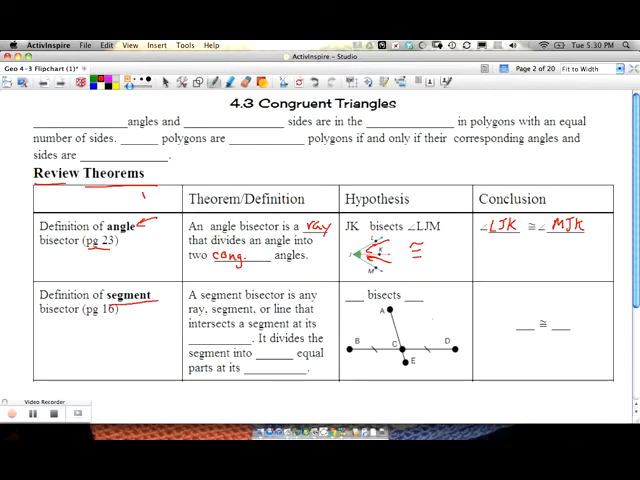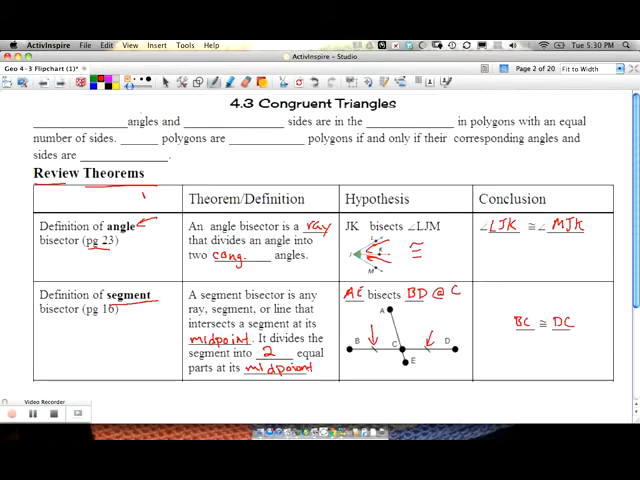Similarly, definition of a segment bisector. So you got pieces that bisect other pieces. So AE here bisects BD at C. So what is it doing? A segment bisector is any ray, segment, or line that intersects a segment at its midpoint, right in the middle. And it divides a segment into two equal parts at its midpoint. So what are we looking at then? That means that BC is going to be congruent to DC. So these two pieces are congruent to each other.